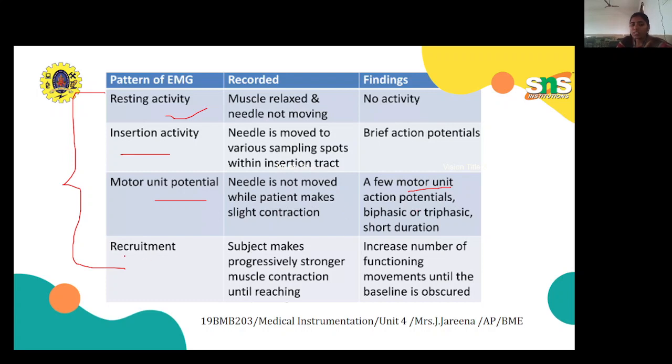And the last one is recruitment. Recruitment is a parameter or pattern of EMG with which we can assess the strength of the muscle contraction. When the subject makes a progressively stronger muscle contraction, in that case we will have high amplitude action potential generation. That type of finding is nothing but recruitment.